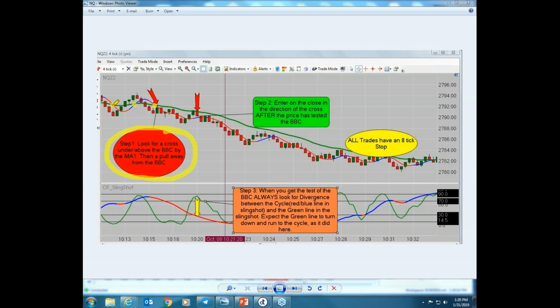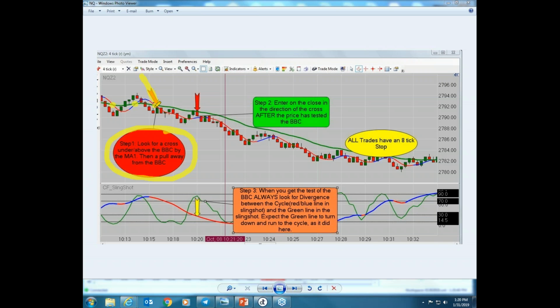If the MA1 is red, we're looking for selling opportunities. If the MA1 is blue, we're looking for buying opportunities. Again, the one that's highlighted here is a bearish cross. Bearish cross here, bullish cross here, because the MA1 is blue. This is called a bearish cross because the MA1 is red. We are looking for selling opportunities.